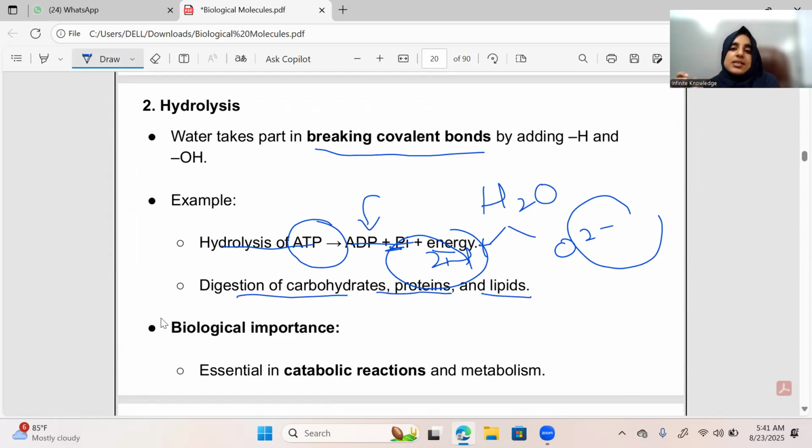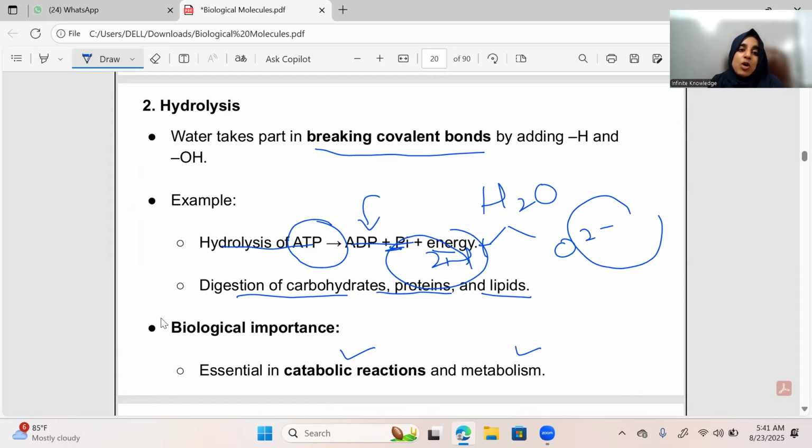Okay, so what it does is that first it breaks down its own structure, then it attracts other covalent bonds towards itself, and it breaks down those covalent compounds as well, right? That is why it helps to speed up the process of digestion, right? Now, biological importance is that it is essential in catabolic reactions and general metabolism.